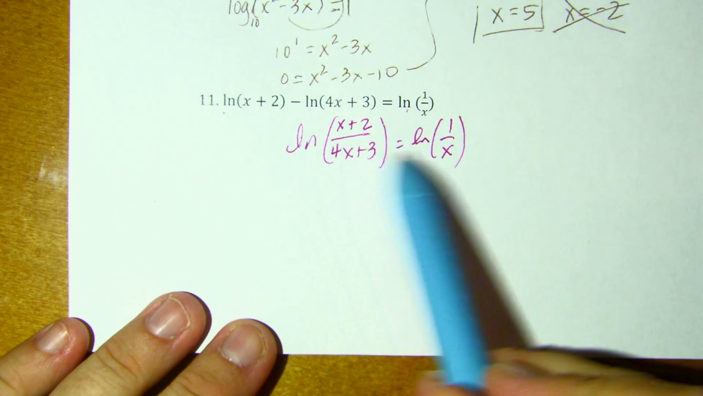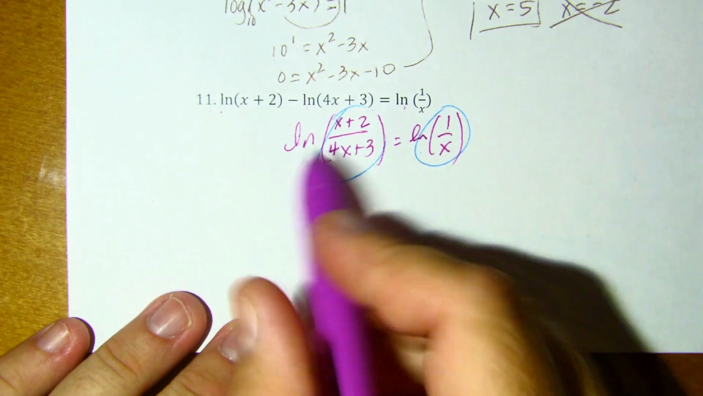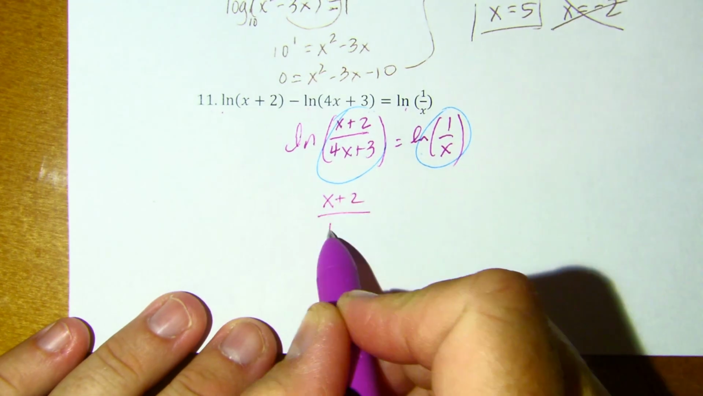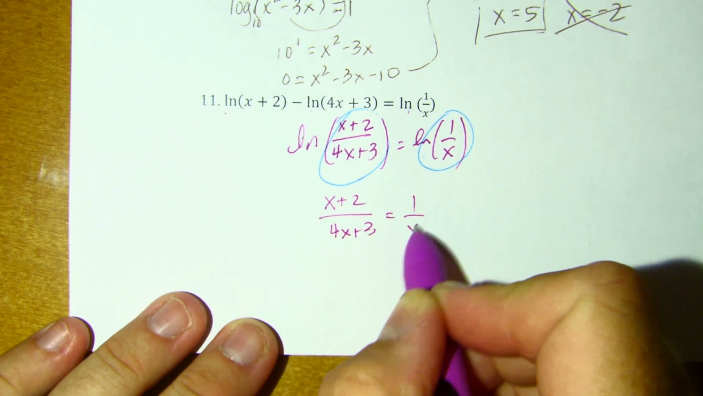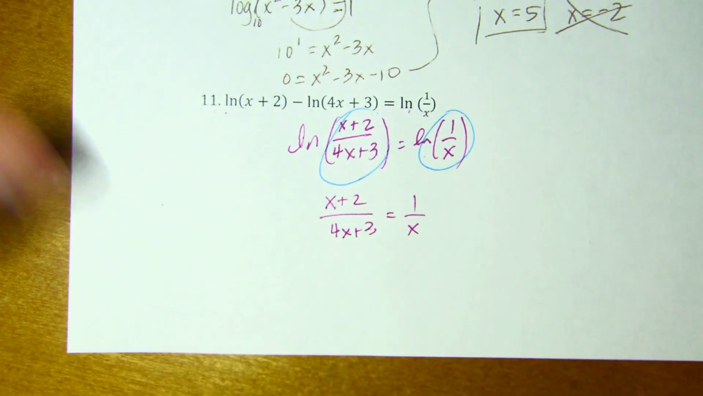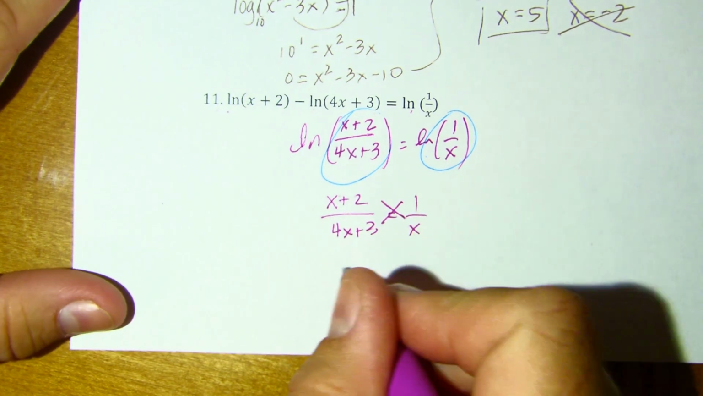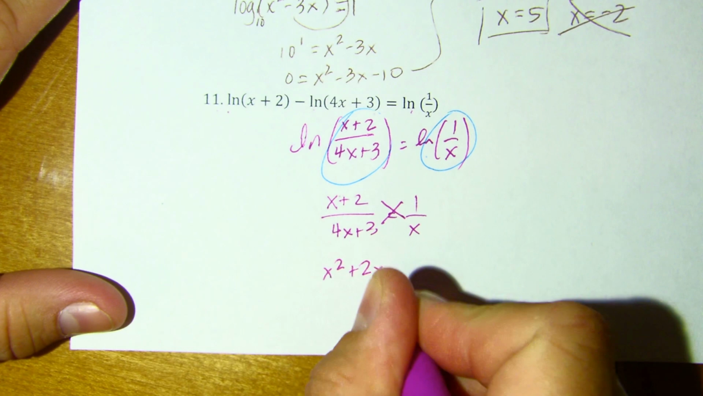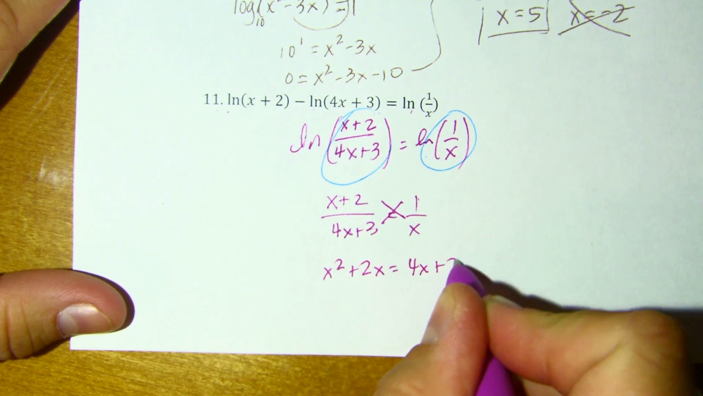And if it's natural log equals natural log, then that means this is equal to this. So x plus 2 over 4x plus 3 is equal to 1 over x. And then we can go ahead and cross multiply. So x plus 2 times x is going to be x squared plus 2x. And then 1 times 4x plus 3 is just 4x plus 3.